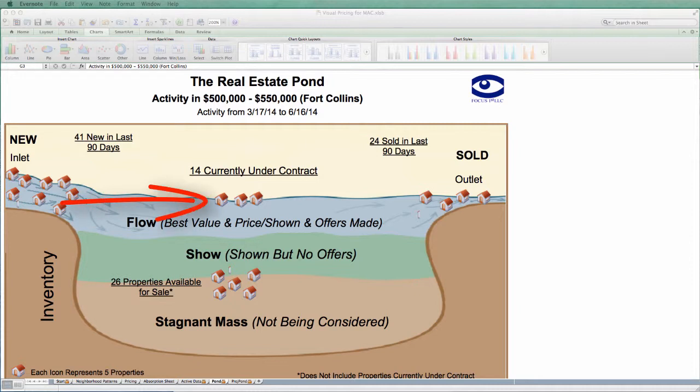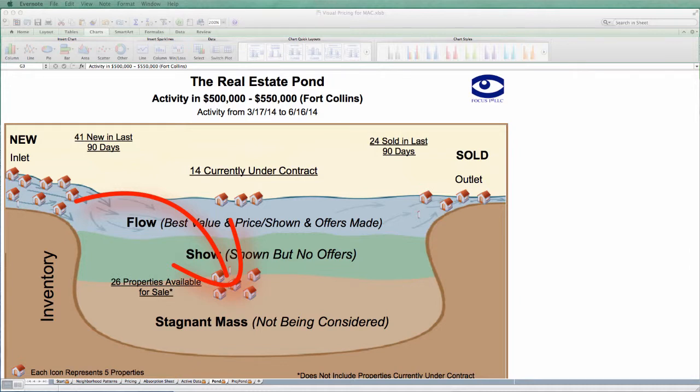The best homes, the homes that are priced right and show great, come on the market, they float along the top over here, then they go into contract and they sell within a timely fashion. For homes that don't show as great and maybe aren't priced right, they'll go on the market, they'll float along the top here for a while, and if you're not careful, they will get waterlogged and sink to the bottom and become part of the stagnant mass.